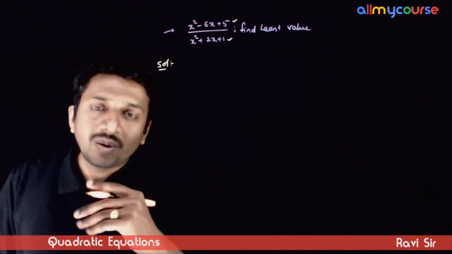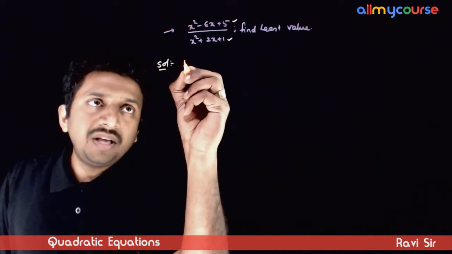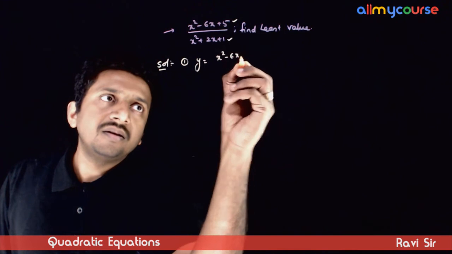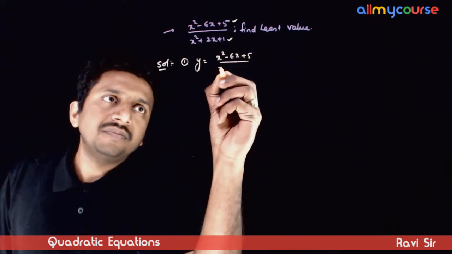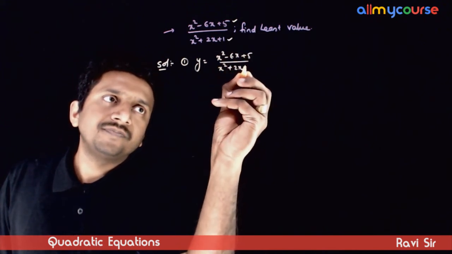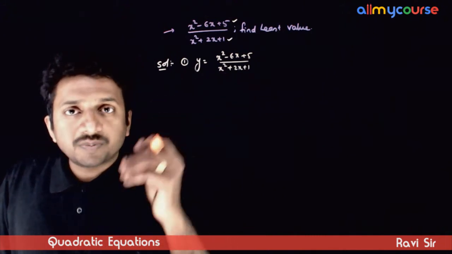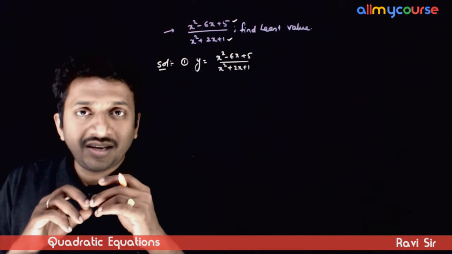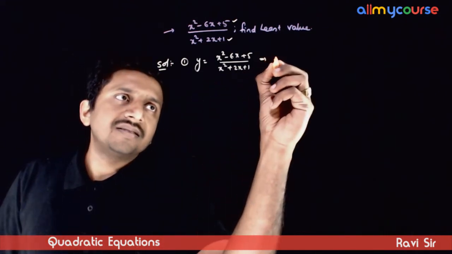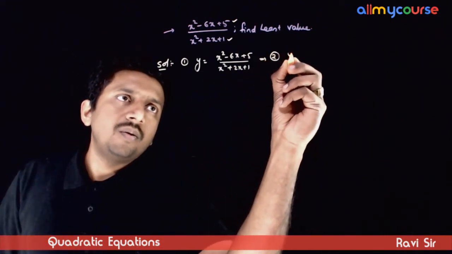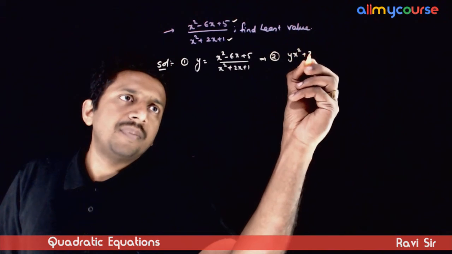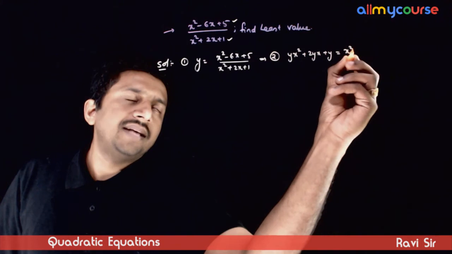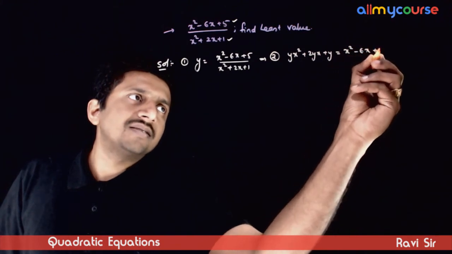So I hope you remember the process. The first step is we assume y is equal to the given rational expression. Next, we do the cross multiplication and convert this into a quadratic in x. So the second step is yx square plus 2yx plus y is equal to x square minus 6x plus 5.